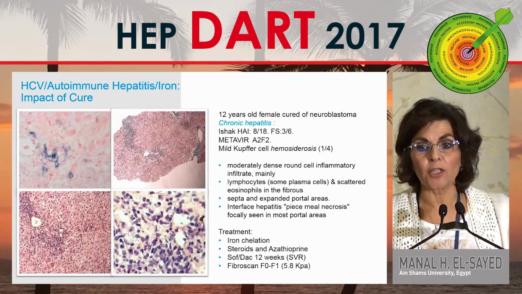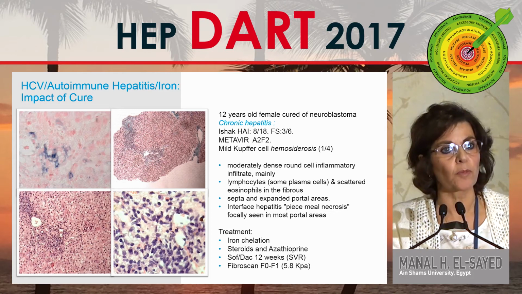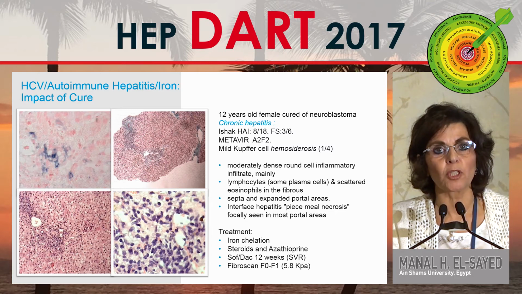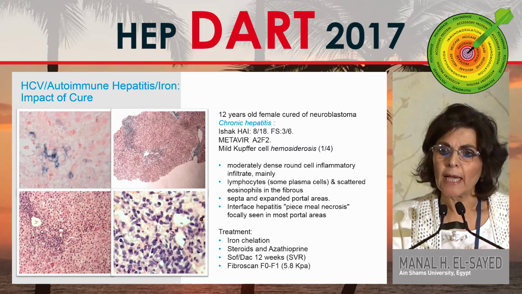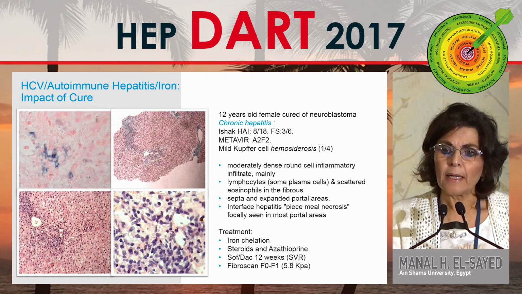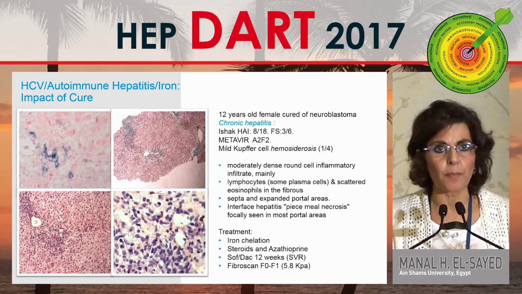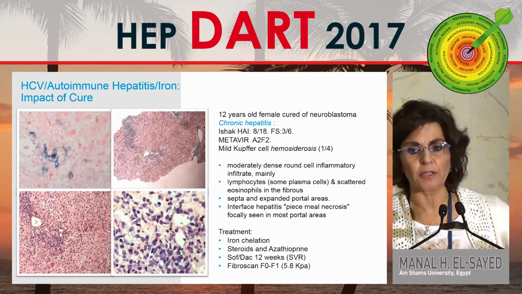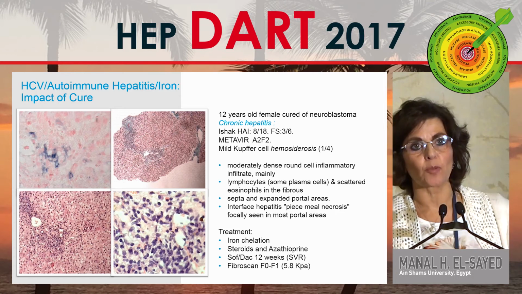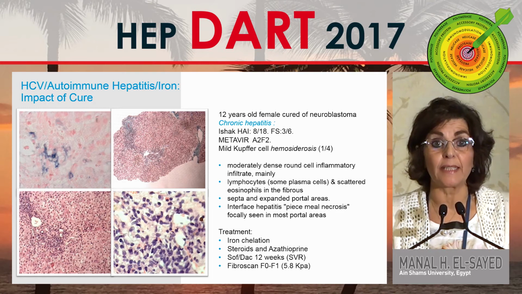This is another challenging case. She had a lot of comorbidities: hepatitis C, secondary autoimmune hepatitis. She had iron overload. She was cured of neuroblastoma, a solid tumor in children. And she had a fibrosis of F3. We started by chelating her first. She received chelation therapy, iron overload went down, serum ferritin to less than 1,000, and then she started to be treated for the autoimmune hepatitis with steroids and then azathioprine for a few years until we had the DAAs.